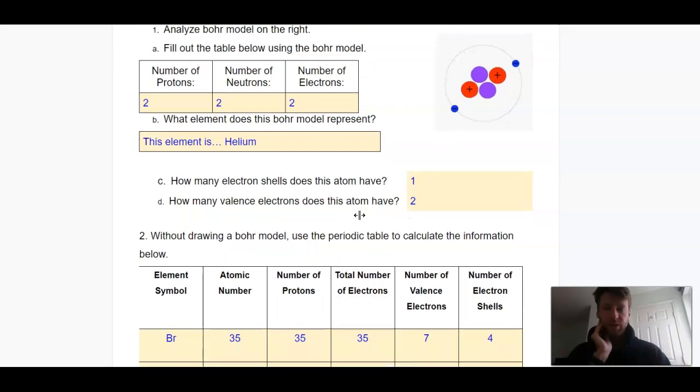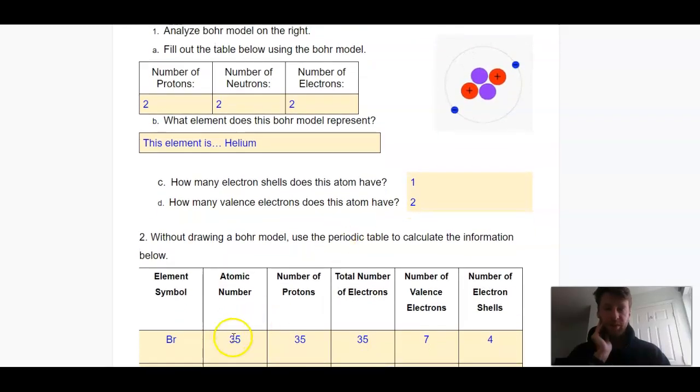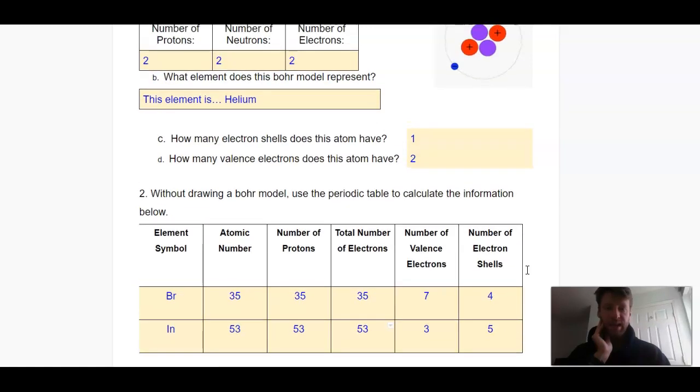Next one, the first one was bromine, atomic number of 35. 35 protons, 35 electrons, 7 valence electrons, and 4 electron shells. Last but not least was indium, In, atomic number of 53. 53 protons, 53 electrons. It has 3 valence electrons and 5 electron shells.